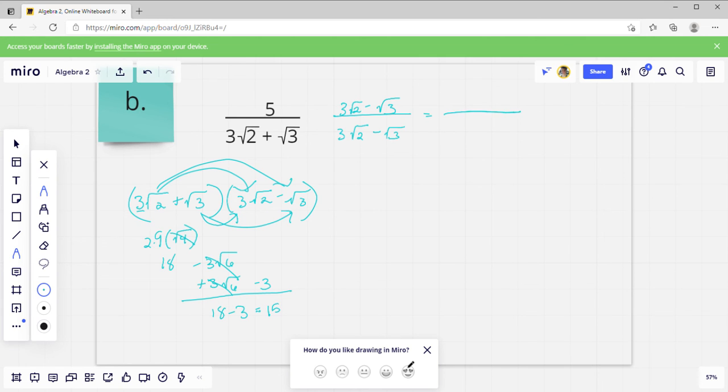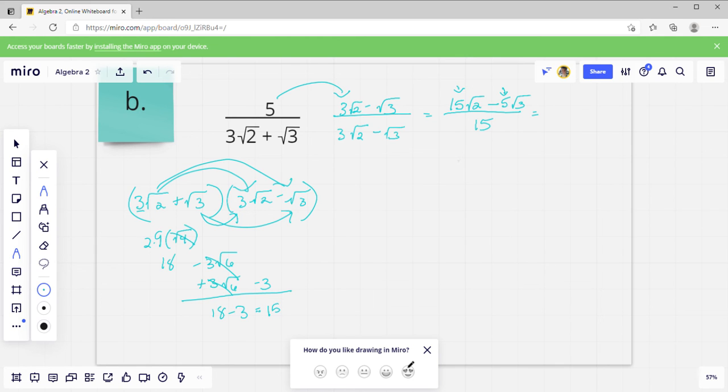Okay, so our bottom's 15, and then our top is going to be 3 times 5 is 15 times square root of 2 minus 5 times square root of 3. Okay, now if you got this far, that's very good. But this answer, we can simplify that. So we can pull out of this 15 and this 5.